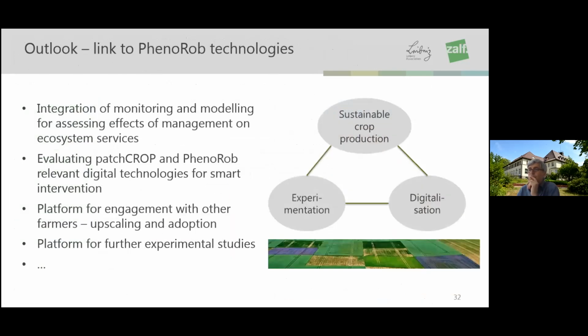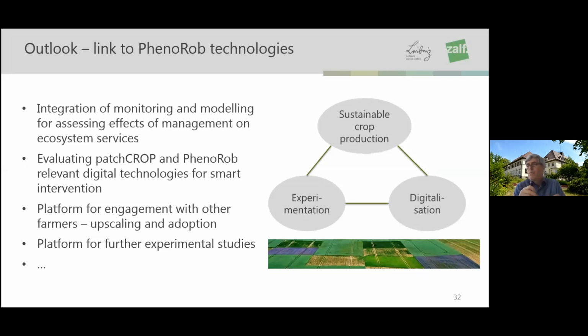I would like to give towards the end of my presentation an outlook of where we want to go and where we see the link to the FENOROB technologies. So I stressed that already, I'd like to repeat that here. I think there's a high value for the integrated monitoring and modeling, particularly with regard to the assessment of the effect of management and also new technologies on ecosystem services and biodiversity. There's also some value in evaluating patch crop and FENOROB relevant digital technologies for smart interventions.